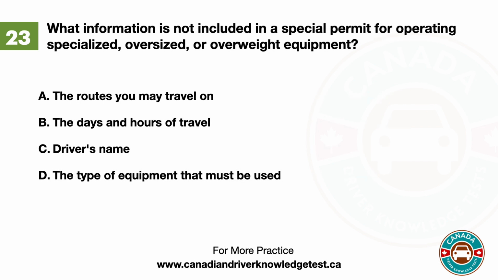Question 23. What information is not included in a special permit for operating specialized, oversized, or overweight equipment? A. The routes you may travel on. B. The days and hours of travel. C. Driver's name. D. The type of equipment that must be used. The answer is C. Driver's name.